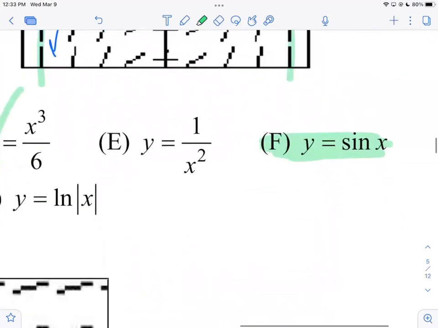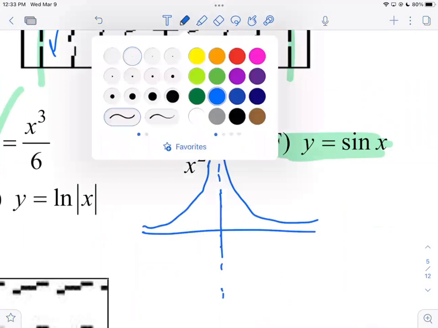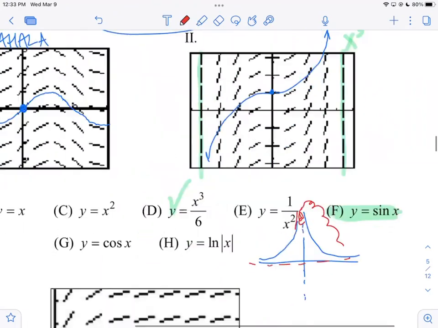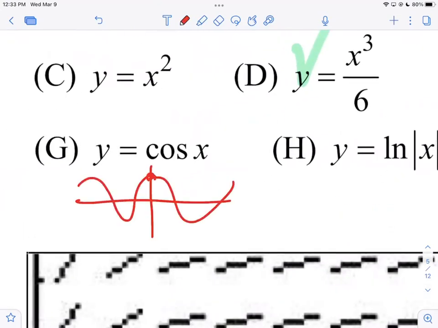What about 1 over x squared? What does he look like? Y'all remember what 1 over x squared looks like? x can't be 0 because it's a vertical asymptote, and it's positive everywhere. This is your, I call it the volcano graph. It has a horizontal asymptote and a vertical asymptote, and it's up on both sides. That doesn't look like a volcano graph. Cosine, does it look like cosine? No, cosine is the mustache kind of shape.